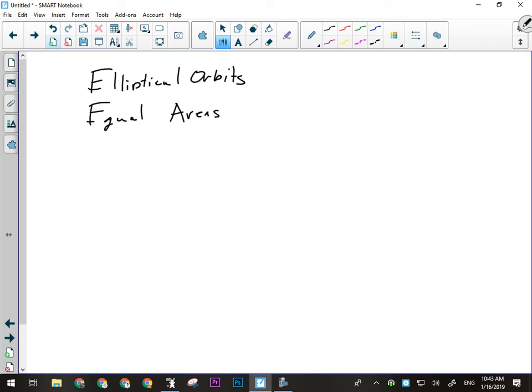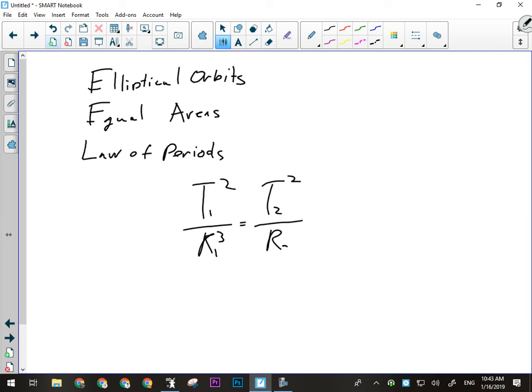Okay, and then there's the law of periods. That was T1 squared over R1 cubed equals T2 squared over R2 cubed. Any two bodies orbiting the same central point have that relationship between their radii and periods. And then you're manipulating that if you're using it. I would say it's not likely you'll get a final exam problem where Kepler's law would apply.